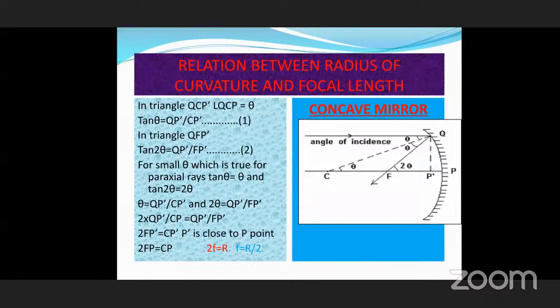While deriving this small derivation, we have to take a concave mirror. You can take a convex mirror also, practice yourself. Instead of a concave mirror, you take a convex mirror, and the angles and letters are all the same. The remaining derivation is the same. There you can show two triangles as shown in this concave mirror. You can prove that 2f is equal to r, or f is equal to r by 2.